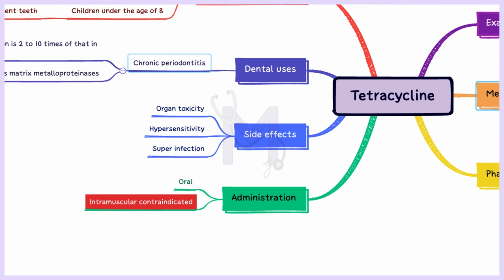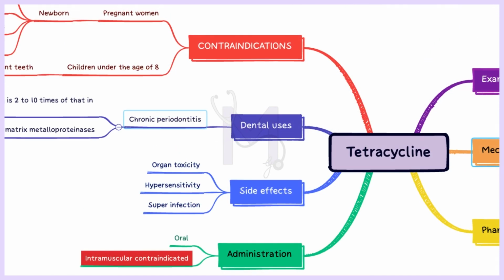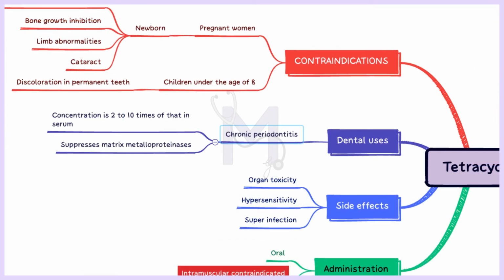Few of the side effects are organ toxicity, hypersensitivity reactions like allergic reactions, and may cause a superinfection. In dentistry, it is used in chronic periodontitis as tetracyclines are accumulated in the gingival fluid 2 to 10 times that of the serum concentration. They are also used to reduce inflammation by suppressing matrix metalloproteinases.